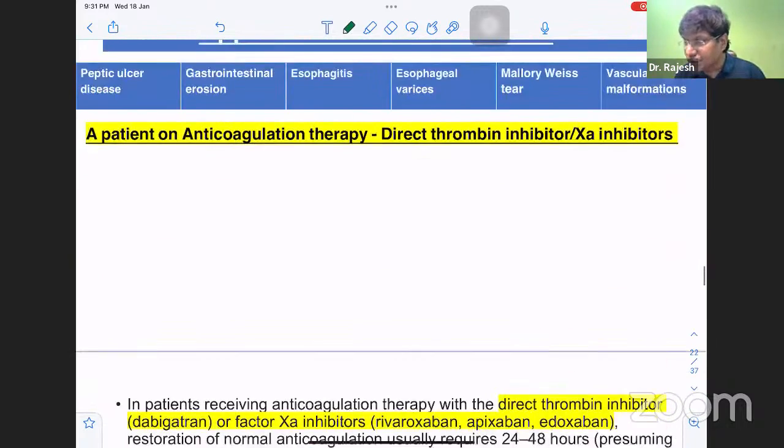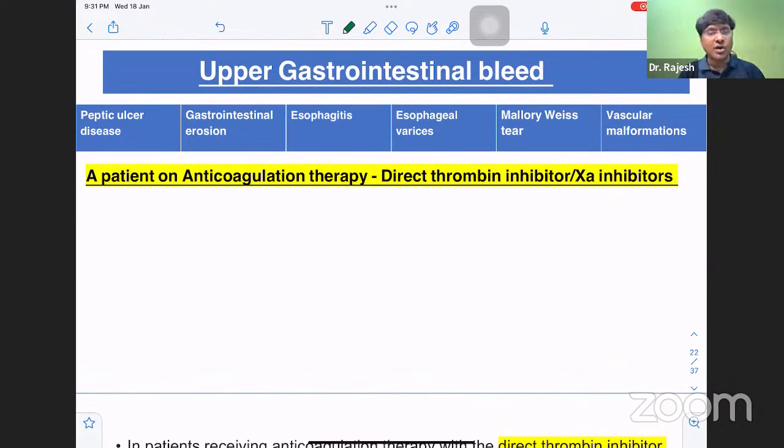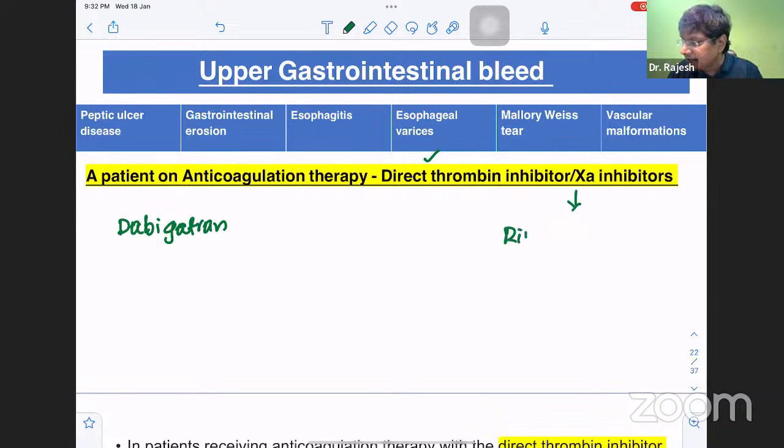But you take these oral anticoagulants. Apart from warfarin, we have some other oral anticoagulants also, like the direct thrombin inhibitor. What is the direct thrombin inhibitor? This direct thrombin inhibitor is dabigatran. Dabigatran is a direct thrombin inhibitor. The other oral anticoagulants are factor 10A inhibitors. What are factor 10A inhibitors? They include rivaroxaban, right? Or the patient is on apixaban, right? Or the patient is on edoxaban, right?